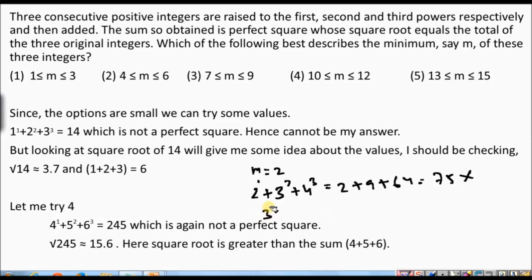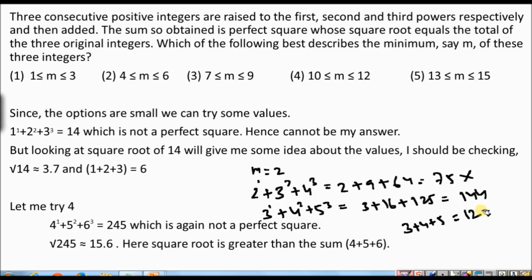Let me try 3. 3 to the power 1 plus 4 square plus 5 cube. 3 to the power 1 will give me 3, 4 square will give me 16, 5 cube will give me 125. If I add these 3, I get 144, which is a perfect square. So let me just check if the sum equals the square root of 144. So the sum of 3, 4 and 5 is 12 and the square root of 144 is also 12. So all the conditions get satisfied. So 3 has to be my first number. So I can mark option number 1.